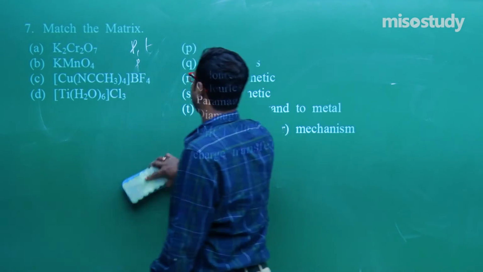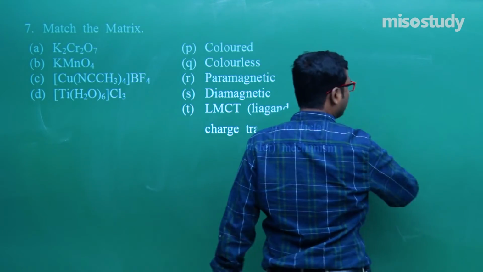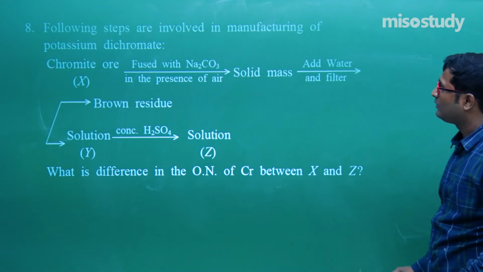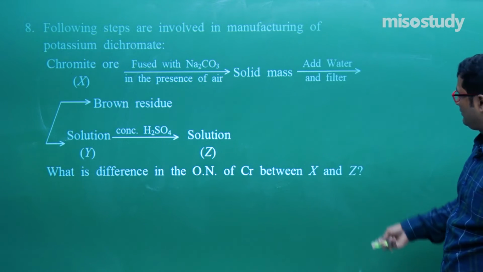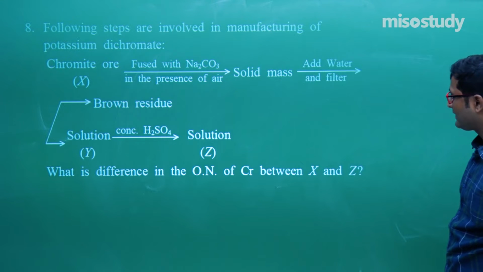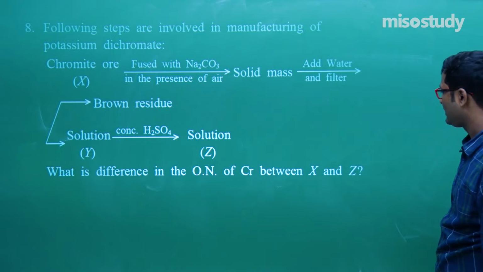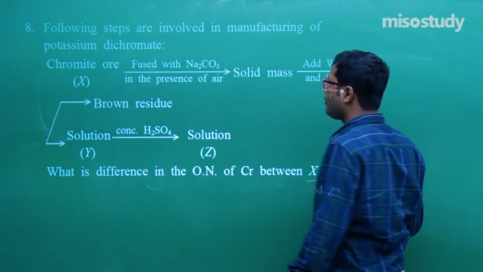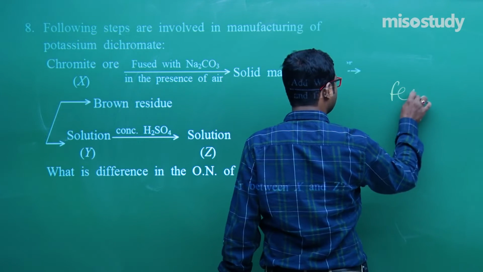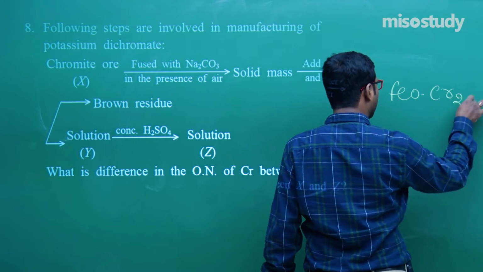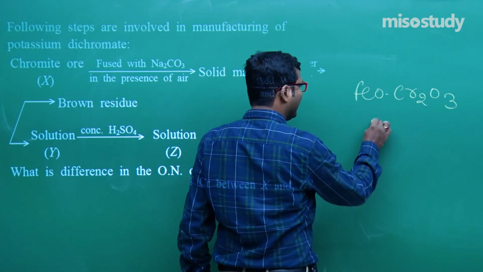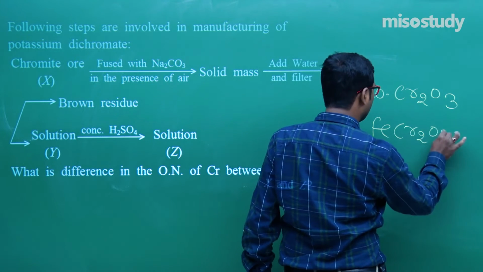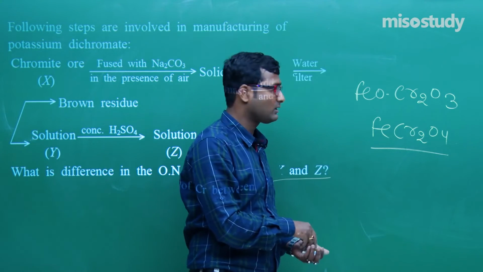What I am telling, friend, listen carefully. Now look at what is given. It involves the difference in the oxidation state of X and chromium. What is chromite ore? First of all, as we know, chromite ore is FeO·Cr2O3. Definitely that is FeCr2O4. This is the chromite ore. Yes, sir, you are correct.